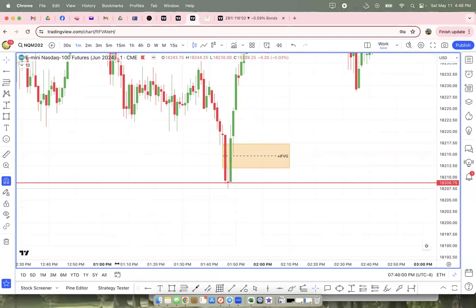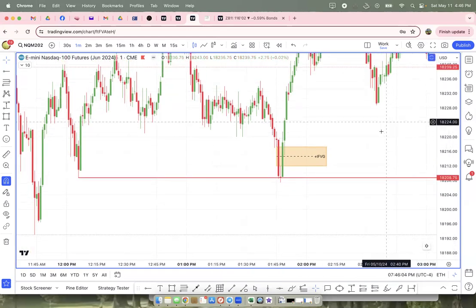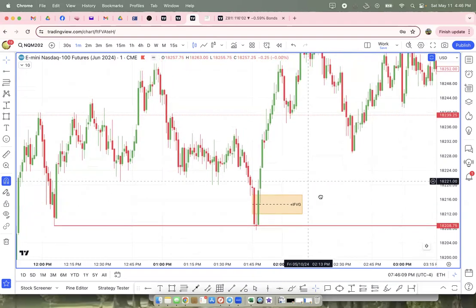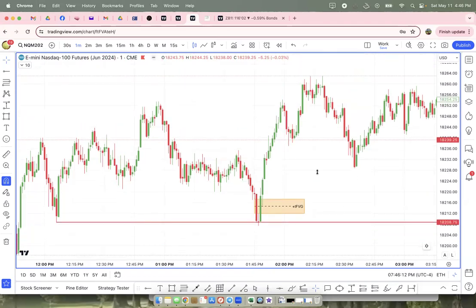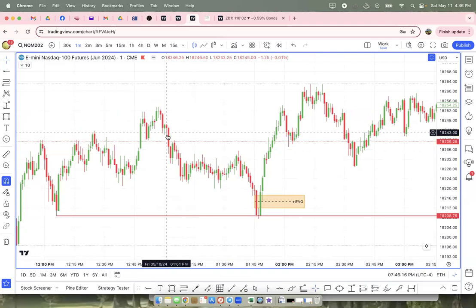All right. So then you'll be like, well, I know where to get in. Where do I get out? And where's my stop, more importantly? So you could put your stop below here, plus one tick, and then you can target low-hanging fruit. So you might be like, boom, I'm going to target this high right here, or this high, or this fair value gap, or this high.